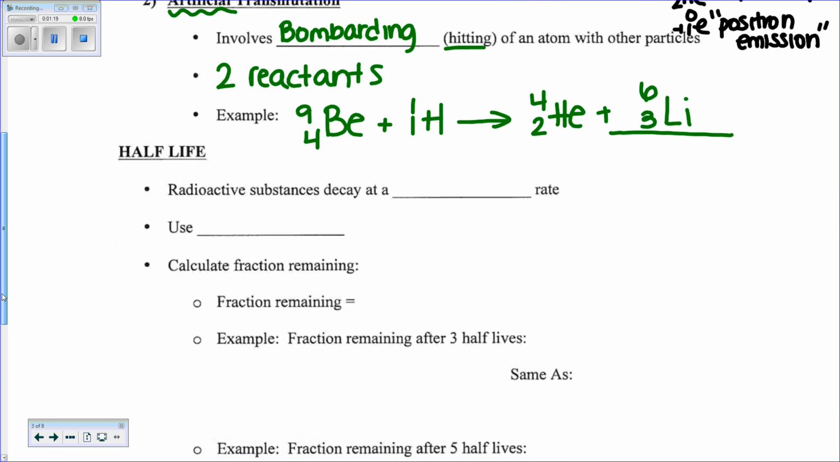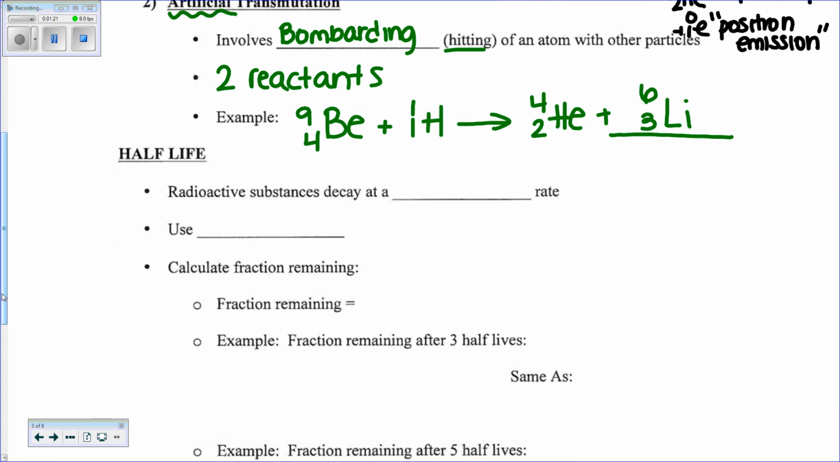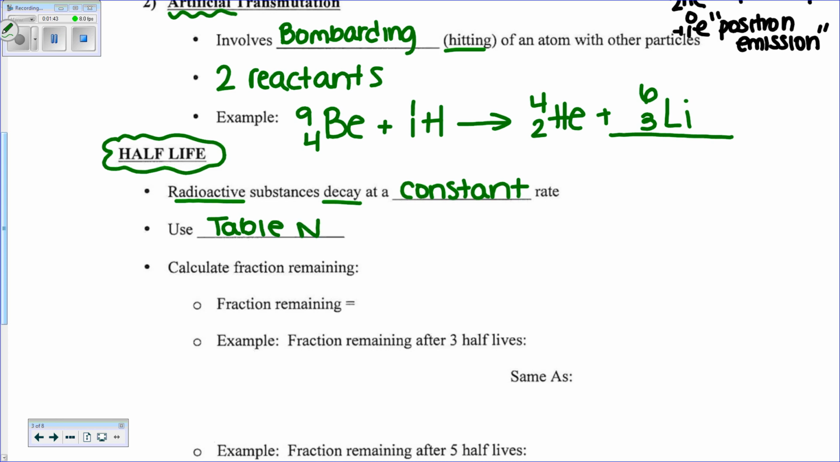So hopefully you remember some of this. You want to remember that something's half-life helps us be able to tell how old something is. And we know that radioactive substances will decay at a constant rate. So that rate that something decays will be constant. That's why I can use table N. Table N is going to give me both my half-lives, but it also is going to give you your decay modes, which is important.